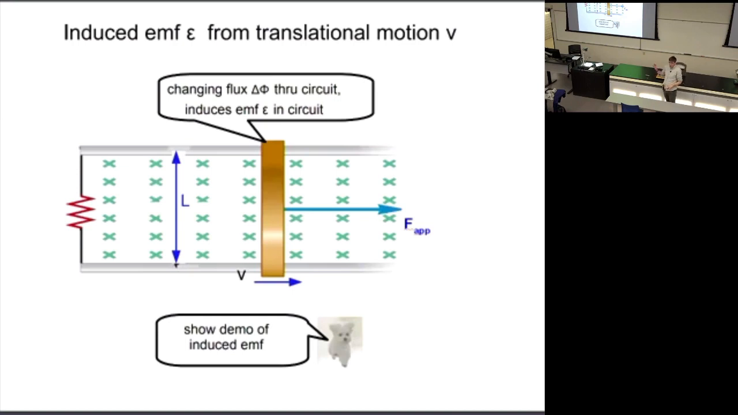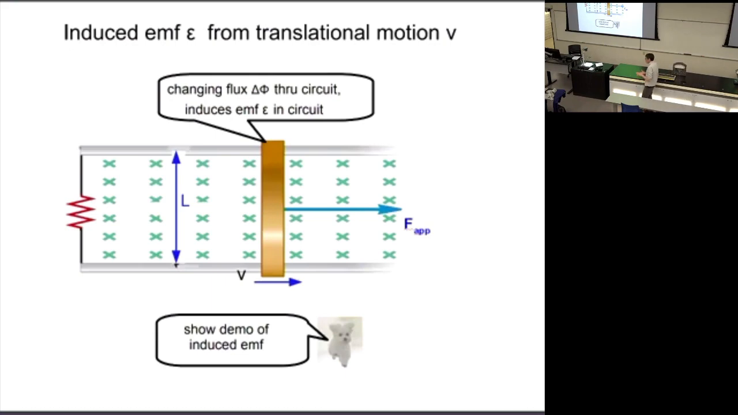That circuit, that arrangement, is immersed in a magnetic field. These green crosses here are lines of magnetic field that, by our convention, are streaming into the screen, away from you. So this is a region of magnetic field. It's a region of nice uniform magnetic field.